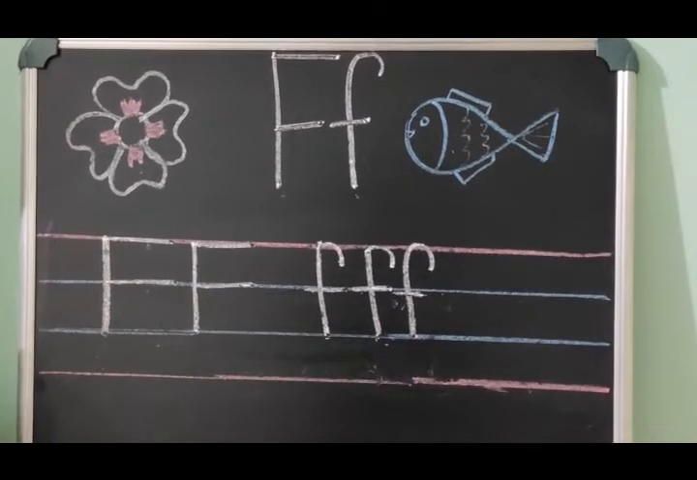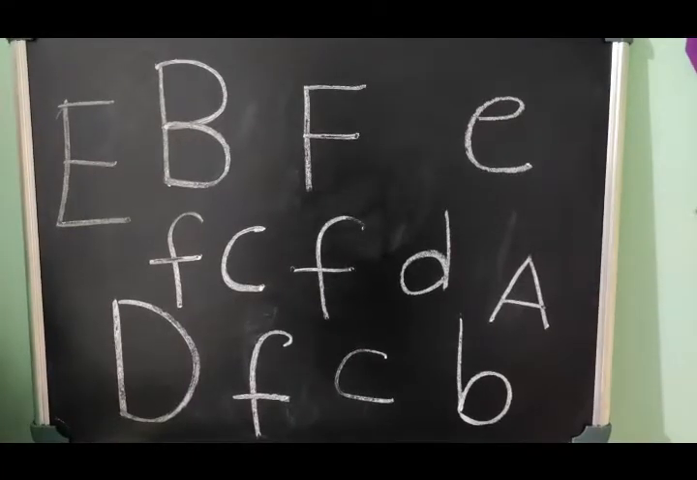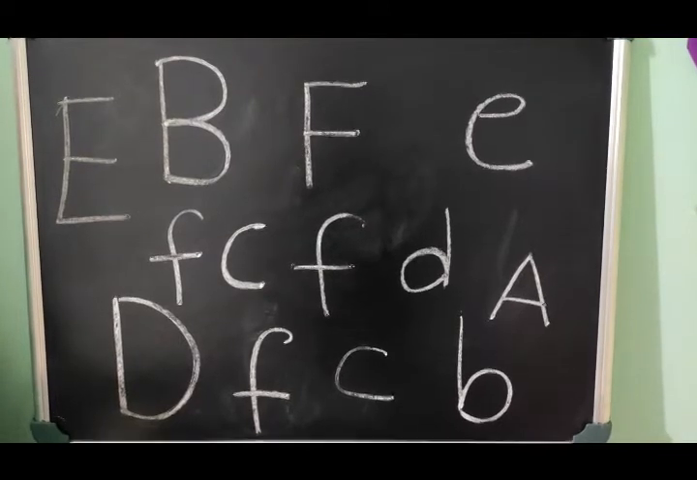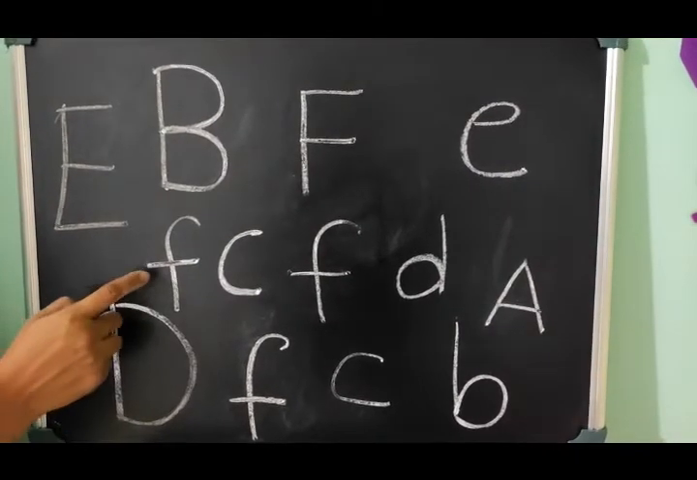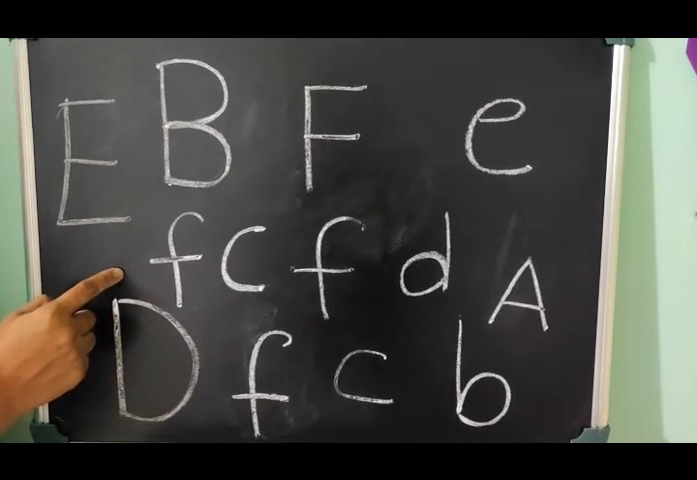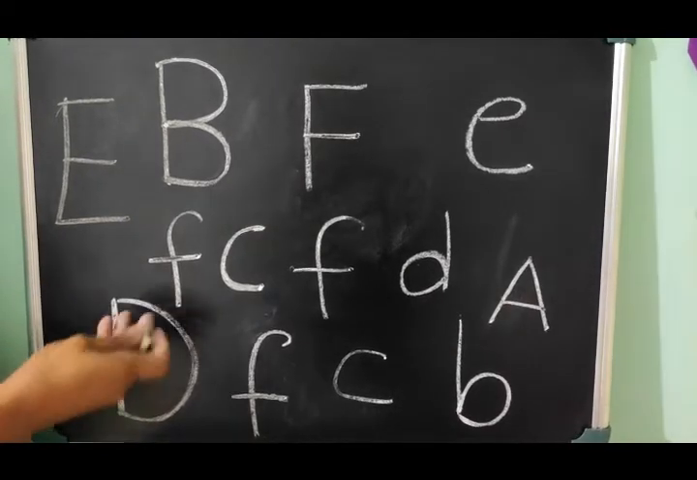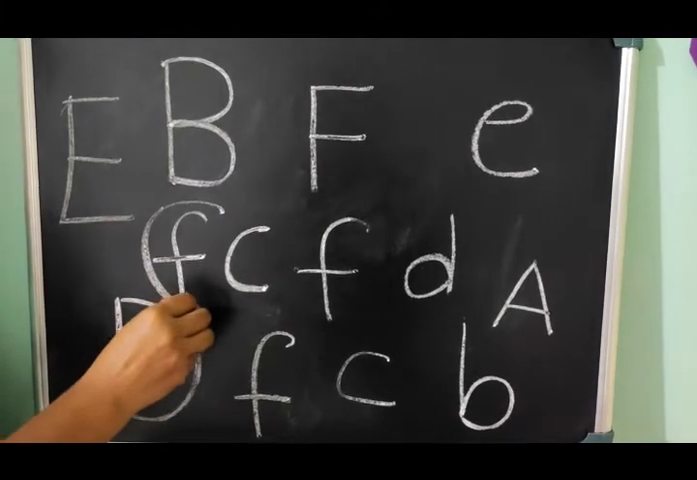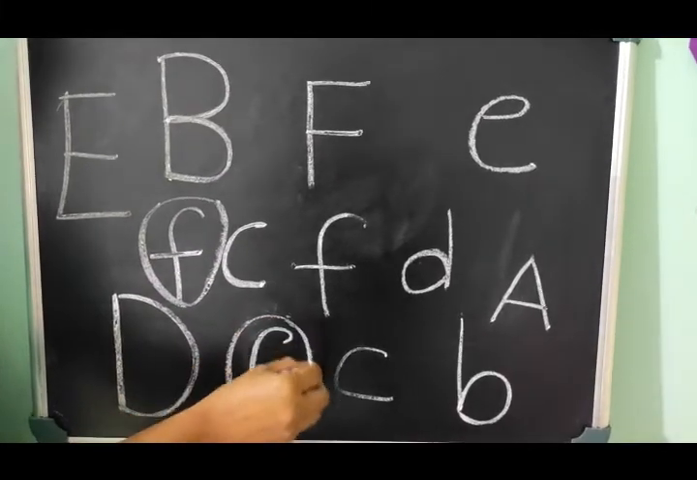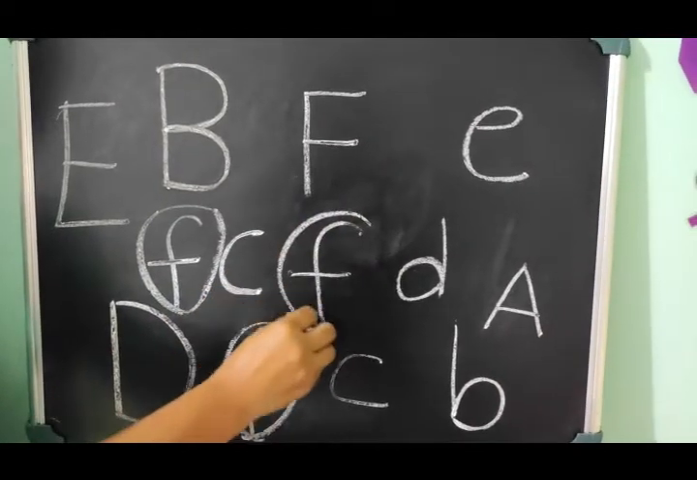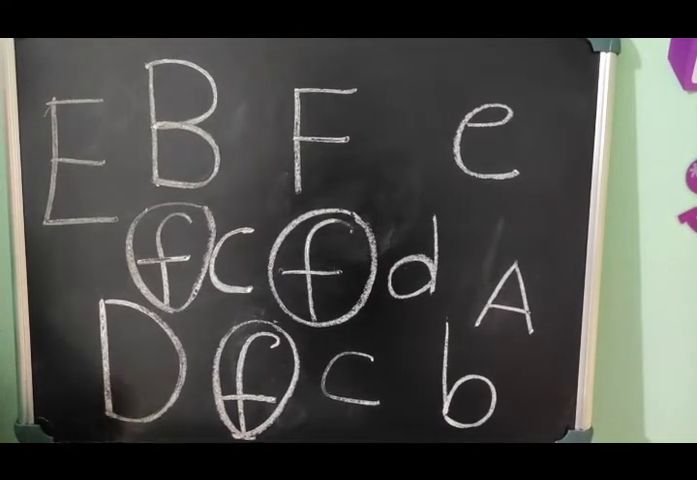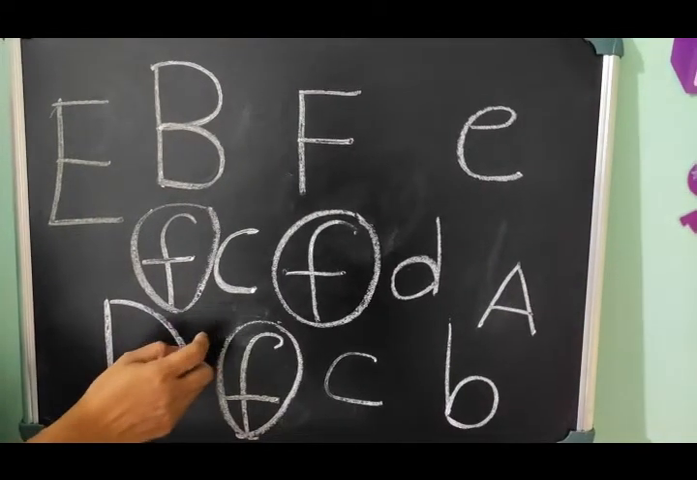Let's do an activity. Ask your parents to write capital letters and small letters from A to F on a paper like this. Children, you have to identify and circle small letter F. This is small letter F. Like this. Okay, children, please do this activity.